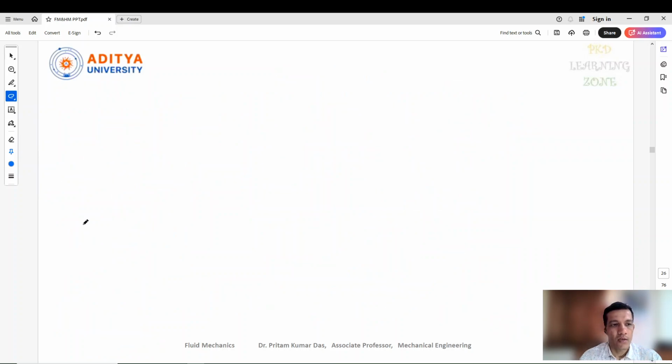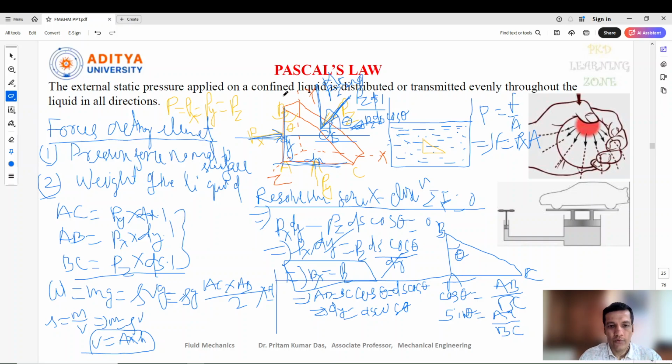Similarly, let's consider resolving the force in y direction. Okay, in y direction, how many forces are there? Let's see. One force is acting in y direction, that is Py dx into 1, and this Pz ds which is acting here inclined, that component we need to consider. And one more is there, weight of the element, though it is very negligible, so we will consider that and we will neglect that. Okay, so weight of the fluid element also needs to be considered, which is vertically downward, and this force also will be acting downward.